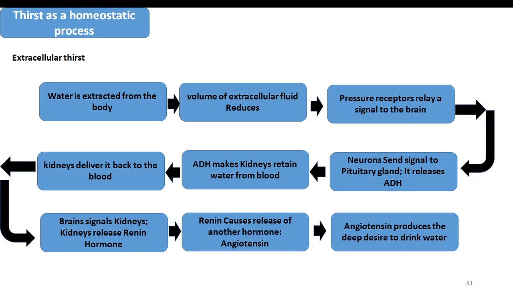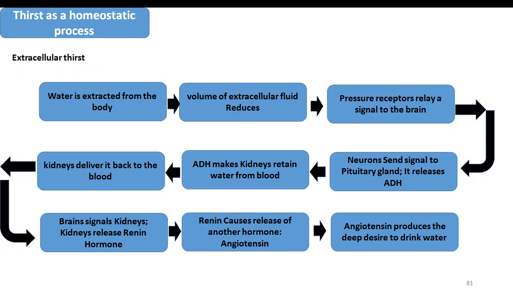And how does it happen? The neurons send a signal to the pituitary gland, which is situated in the hypothalamus location of the brain. The pituitary gland releases this hormone called antidiuretic hormone, ADH, into the bloodstream, right?